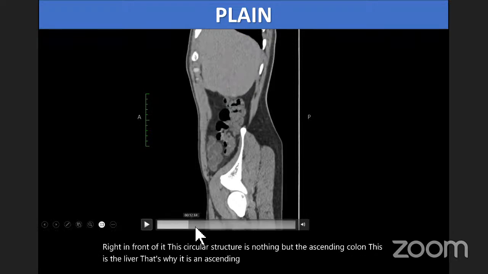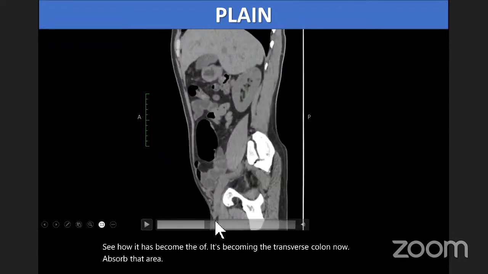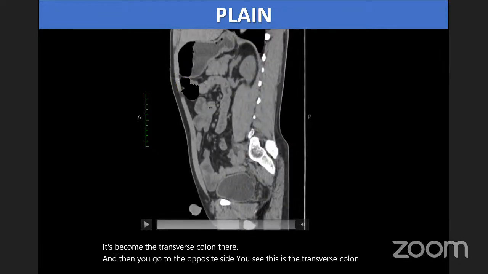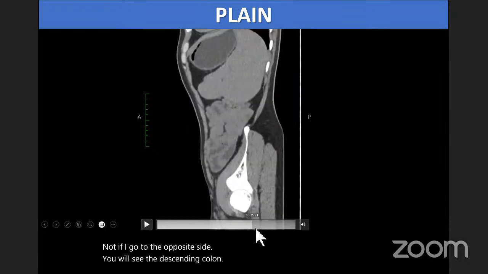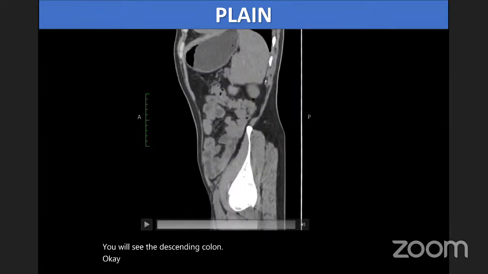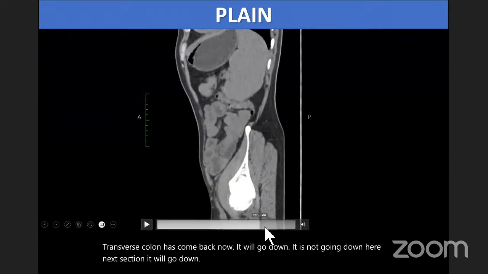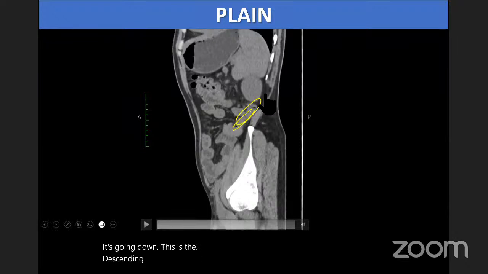Now, if I continue, see how it's becoming the transverse colon. Observe that area. See, it has become the transverse colon there. Then you go to the opposite side, and this is the transverse colon again. Now if I go to the opposite side, you will see the descending colon. See, the transverse colon has come back now. It will go down. It has not gone down here. In the next section, it will go down. See, it's going down here. This is the descending colon. So that's how we see the images.